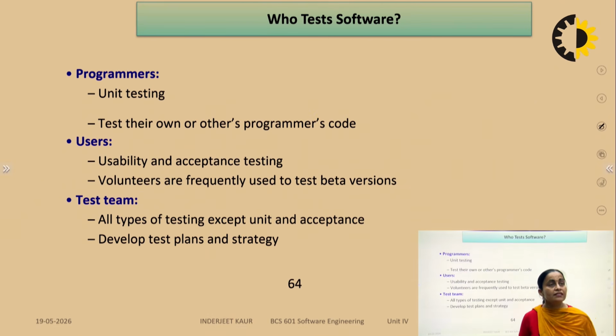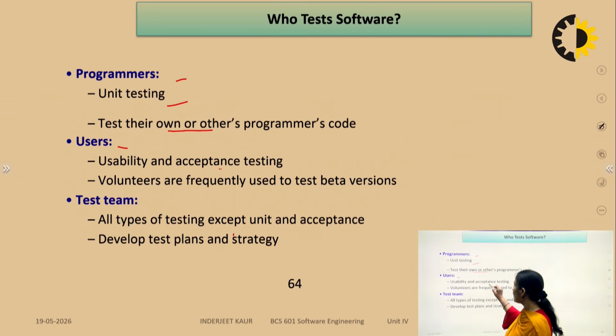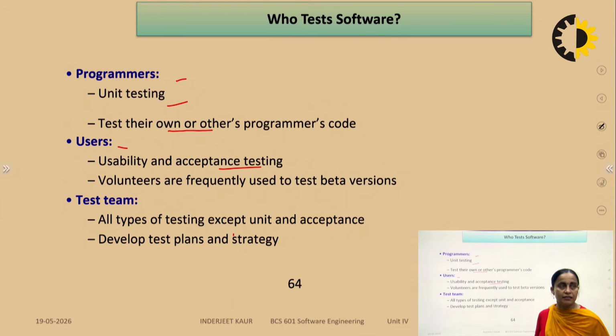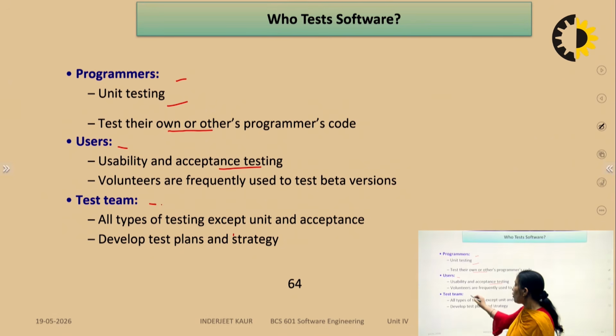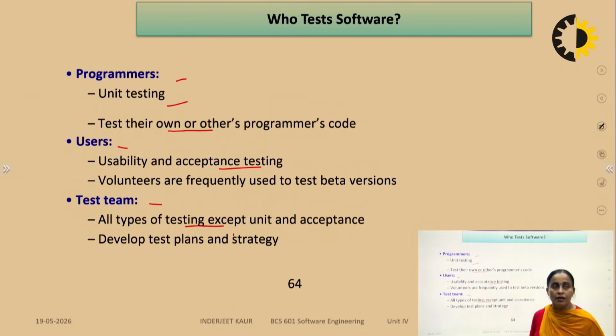So who is testing the software? Then the question comes at the programmer end. I am performing the unit testing, meaning I am testing my own or my colleagues' written code. Then at the user end, I am doing the usability and acceptance testing, meaning different volunteer teams are generally checking, different beta version testers, different beta version programs are being tested, and the test team performs all types of testing except unit and acceptance testing. So they are developing various test plans and testing the program strategically.